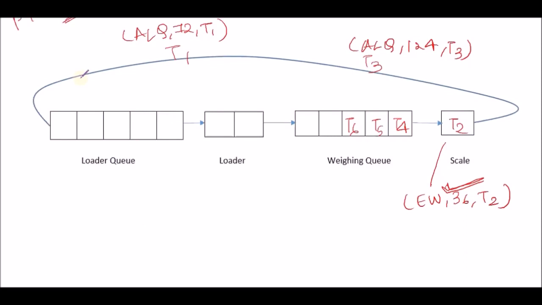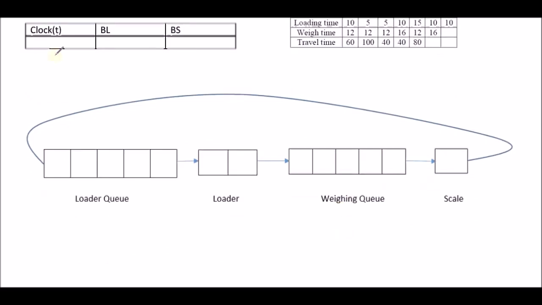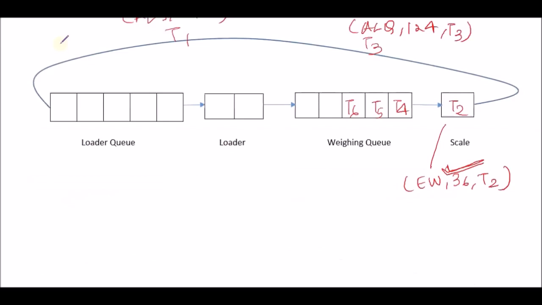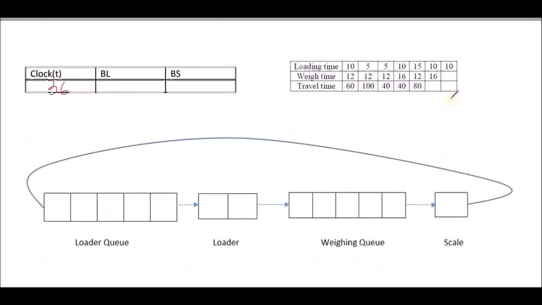So now over here, the imminent event is going to be 36, and in the next cycle, let's look at how 36 will look like. Okay, so clock is going to be 36. And what is going to change? At 36, this is going to end weighing, and this is also going to move up, and T4 is going to take the place of T2. So let's write that down.